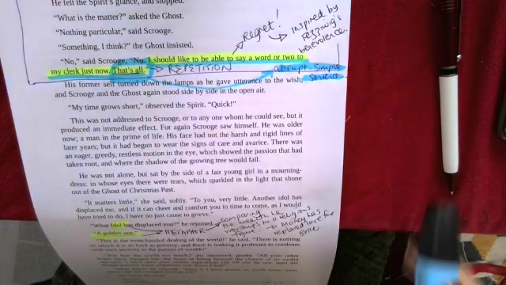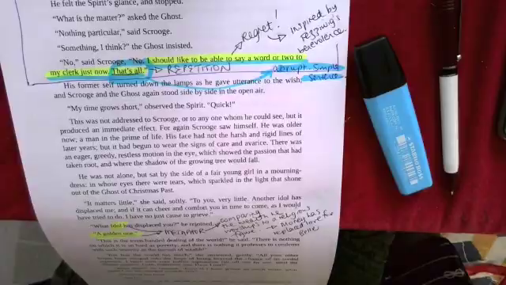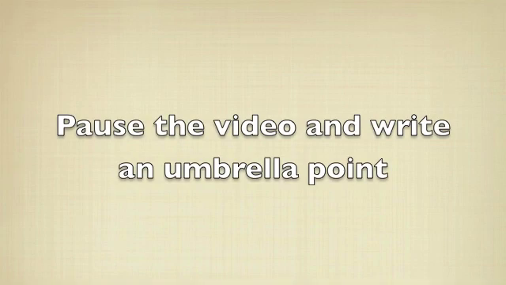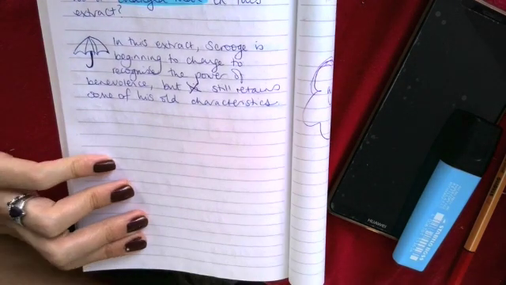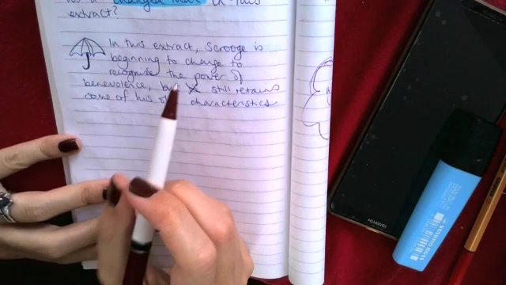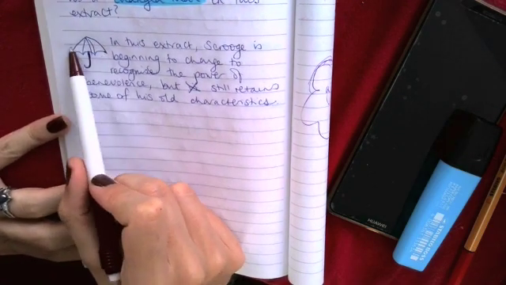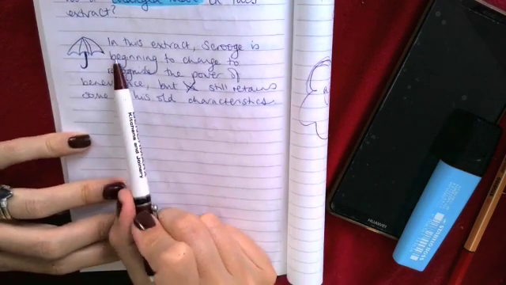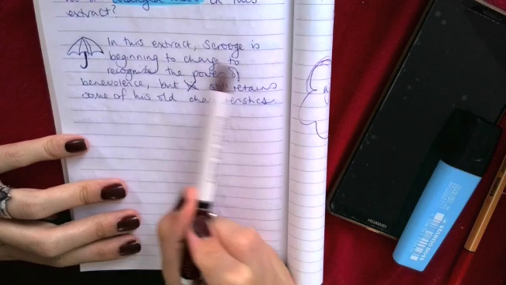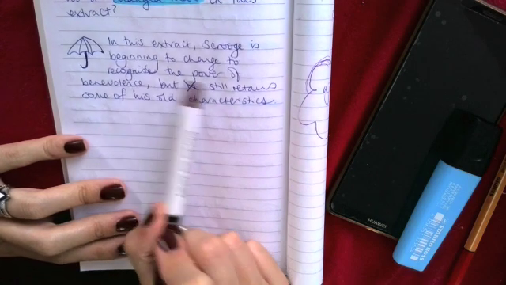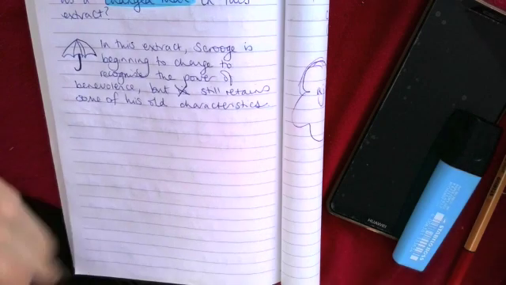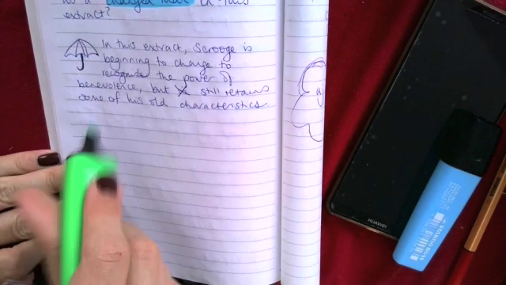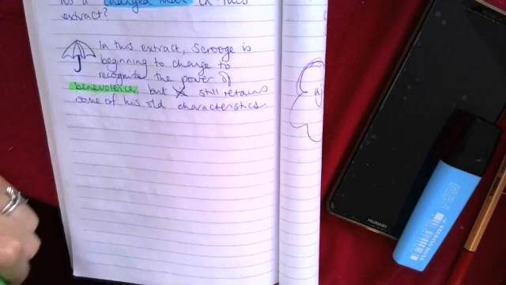Yeah. Okay, so that's our annotations done. Okay guys, so as always, we start by making an umbrella statement that sums up all the quotes that we've just highlighted. So this is something you might want to write. In this extract, Scrooge is beginning to change to recognise the power of benevolence, and that's our lovely key word for the lesson, but still retains some of his old characteristics.